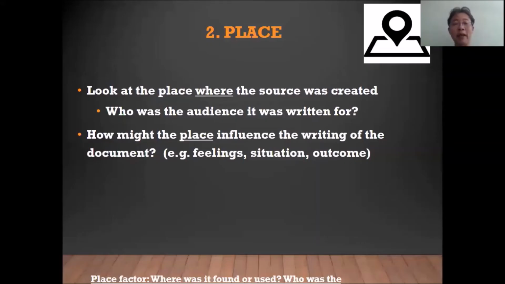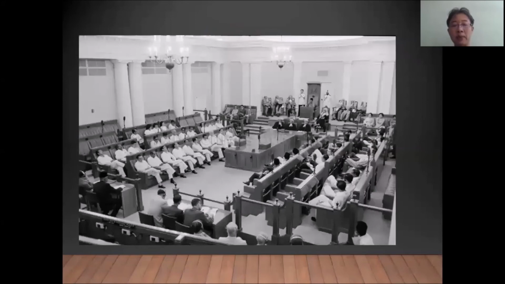Now we look at place. Where was the source created? So what was the purpose of the source and where was it created? And how might this place actually influence the way in which this source was created? The situation. The place was Parliament.